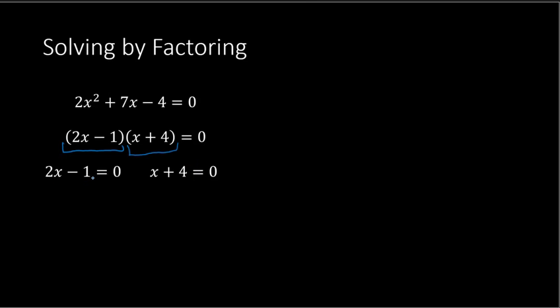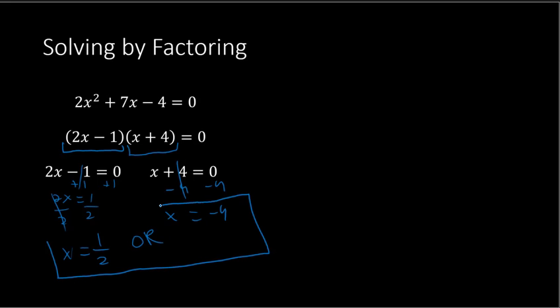We can then solve each equation. For the first one, we add 1 to both sides to get 2x equals 1, then divide both sides by 2, so x equals 1/2. Over here, if we solve for x, we get x equals negative 4. So we have two possible answers: x could equal 1/2, or x could equal negative 4.